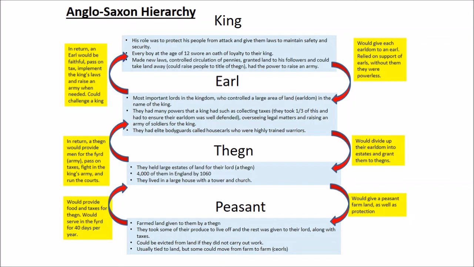Okay, so this is our hierarchy, and as you can see, the full thing is reciprocal, which means everybody has to give someone something and they get something in return. Okay, and down the side you can see who gives each other what and who receives what from everyone. And this is basically how Edward the Confessor's system worked.